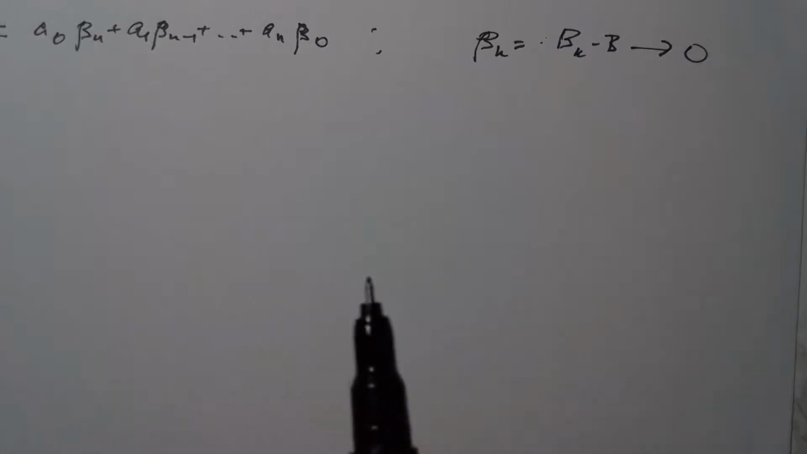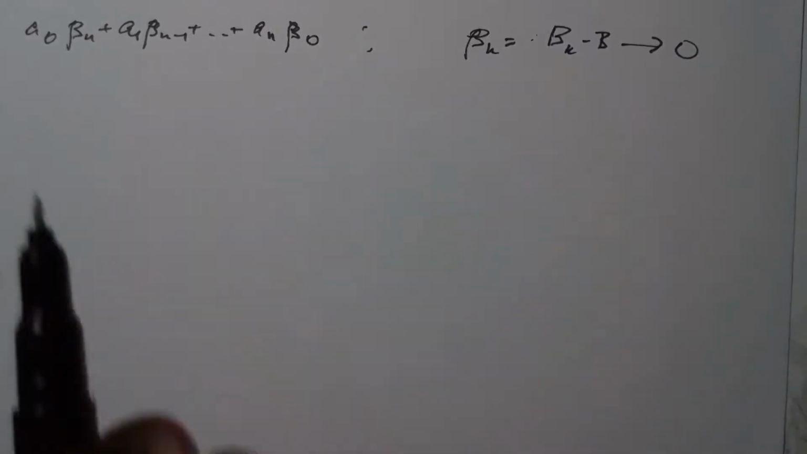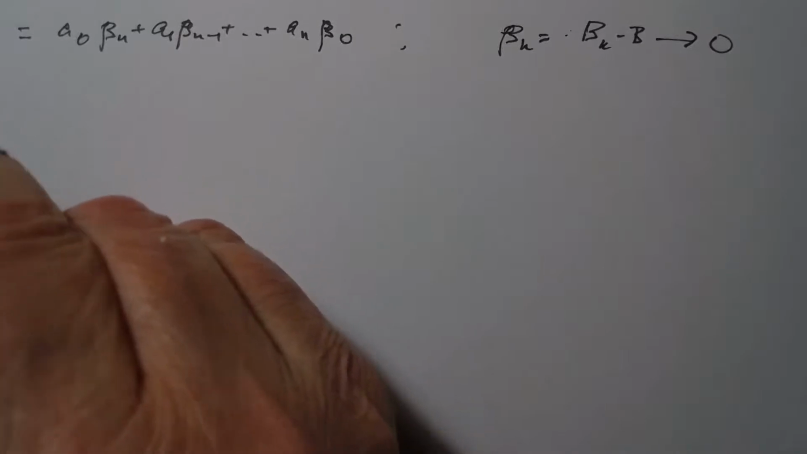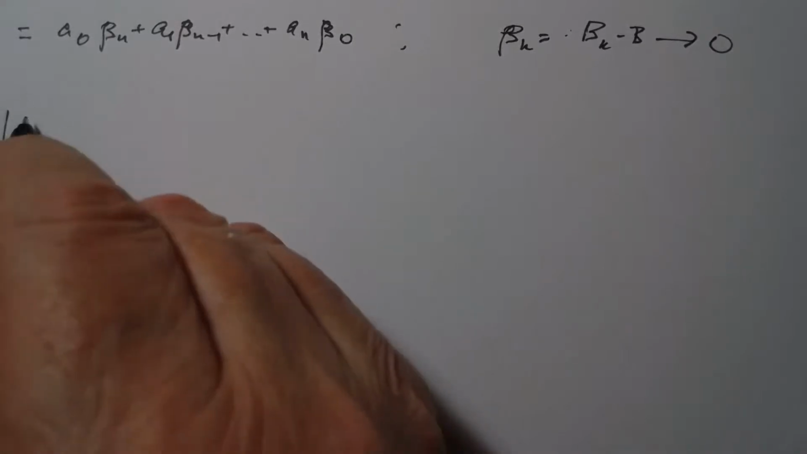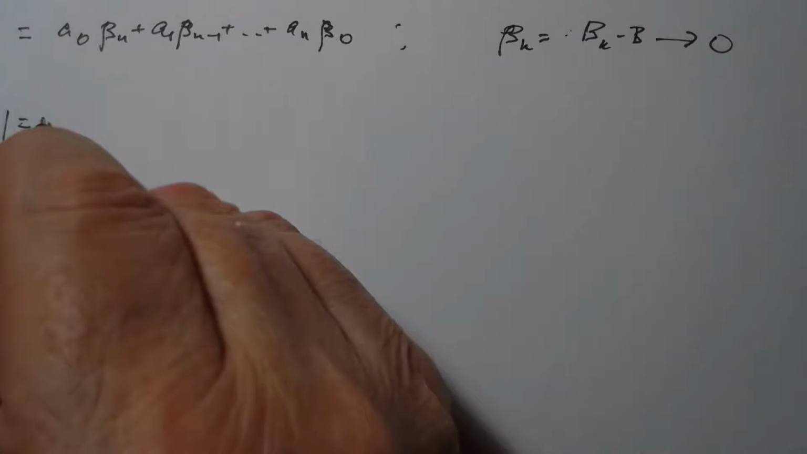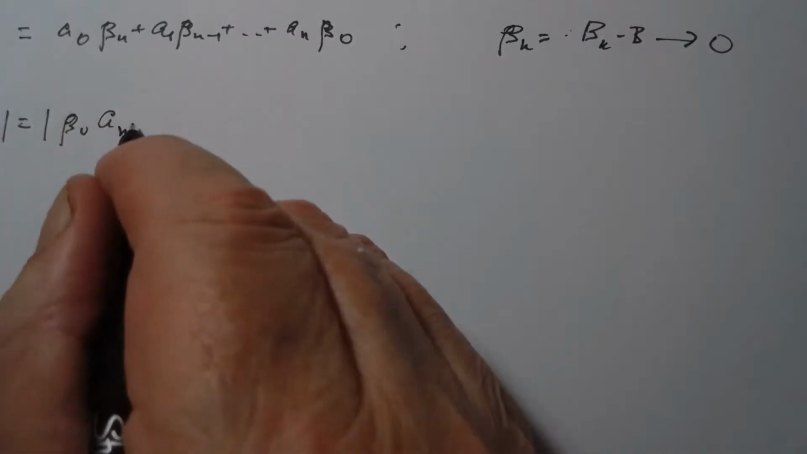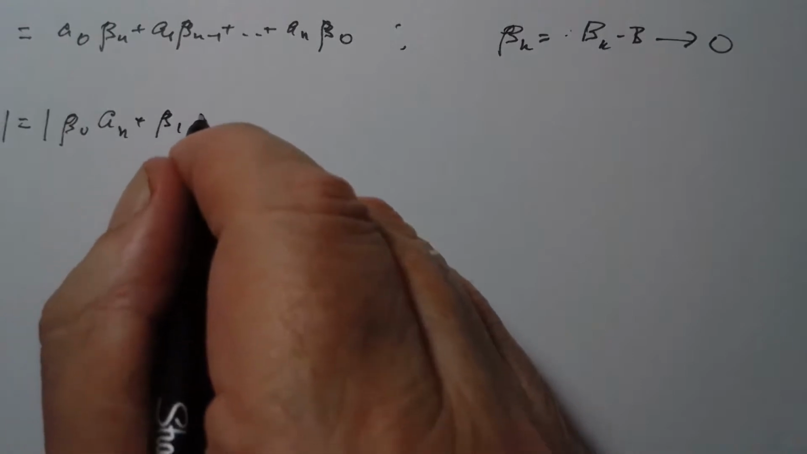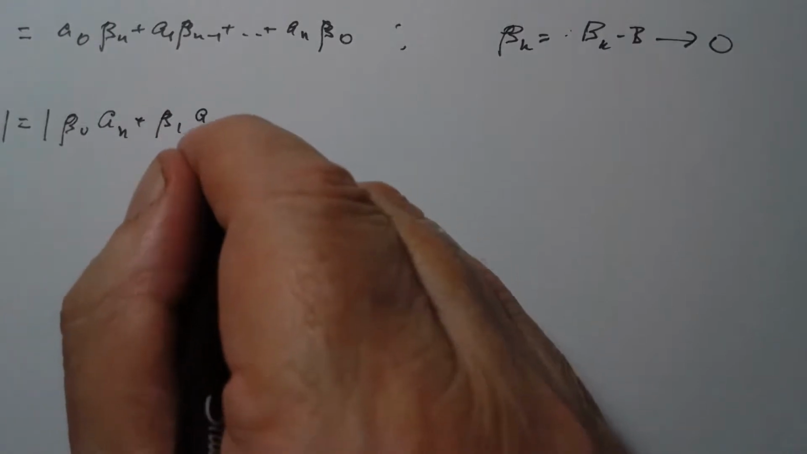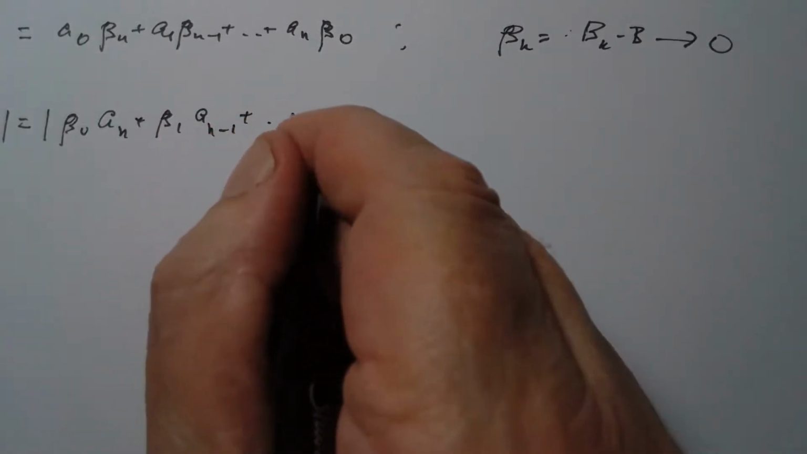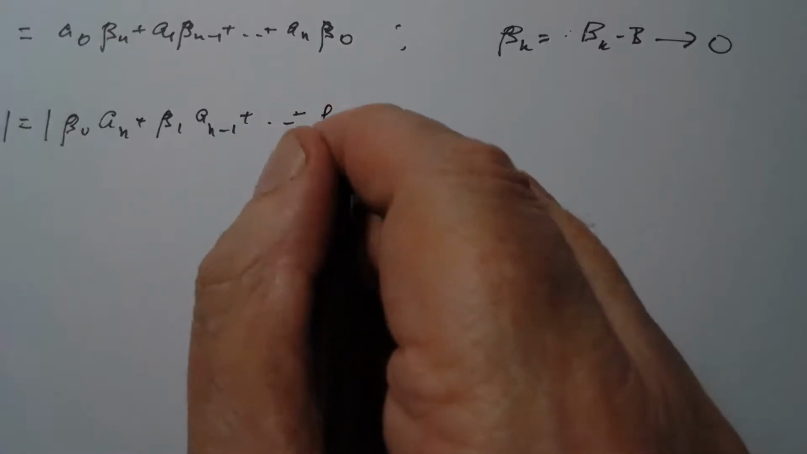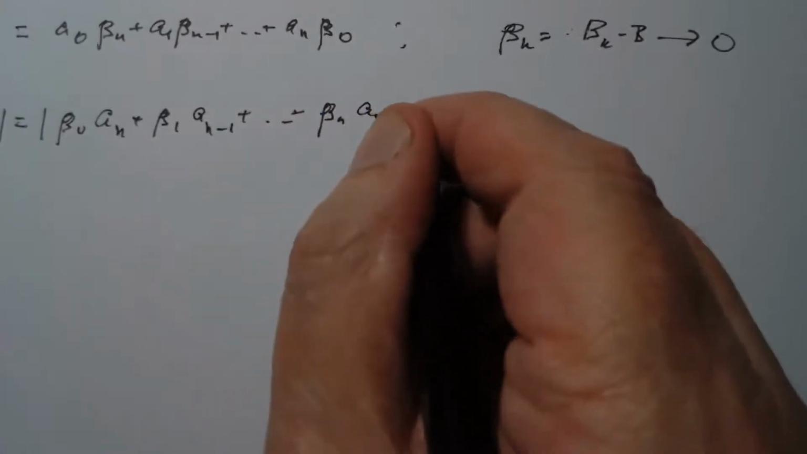I'm going to write them down from right to left. So I'm going to say that gamma_n is equal to beta_0 A_n plus beta_1 A_{n-1} plus etc. plus beta_n A_0. Okay.